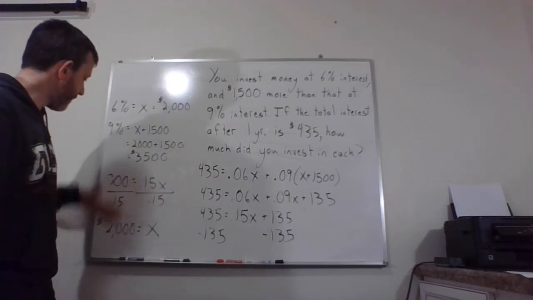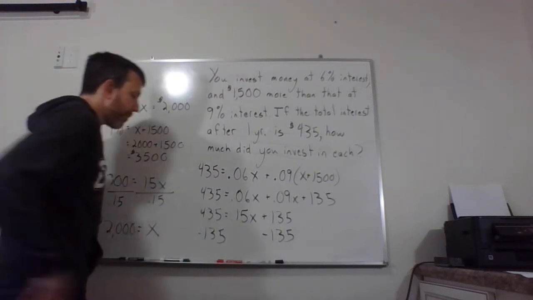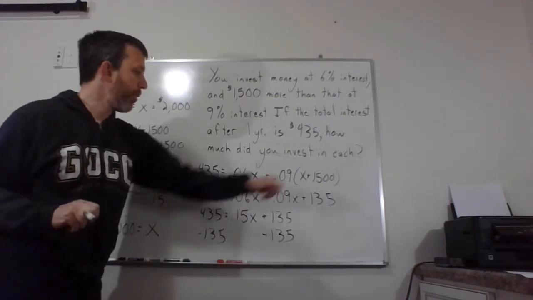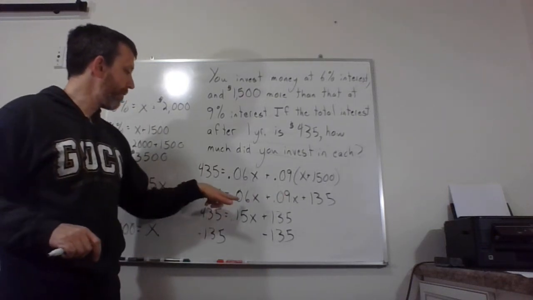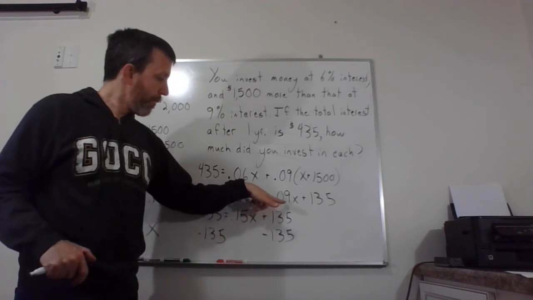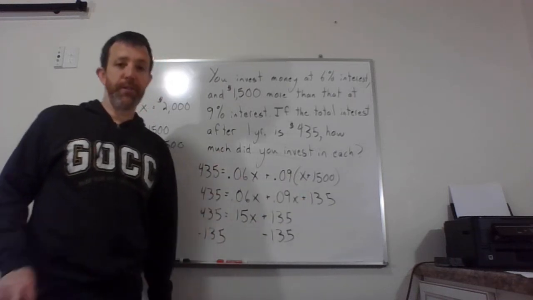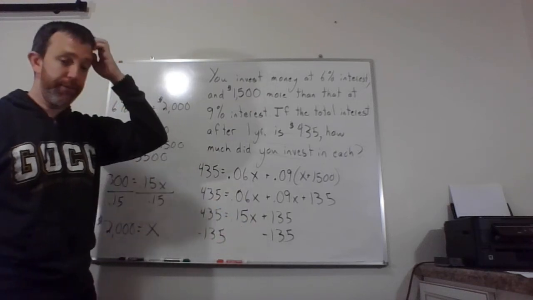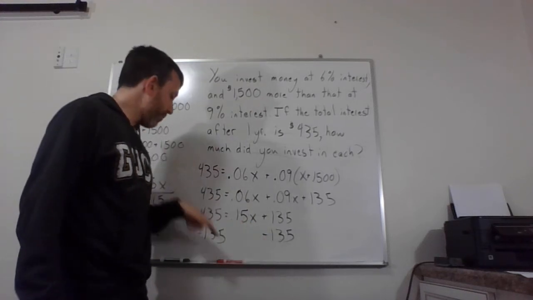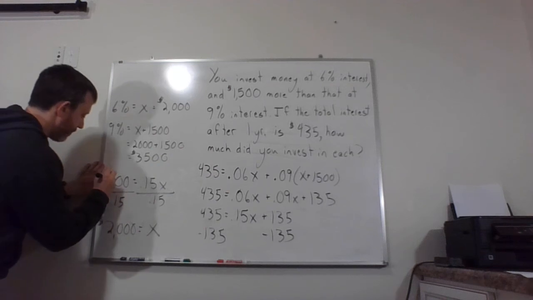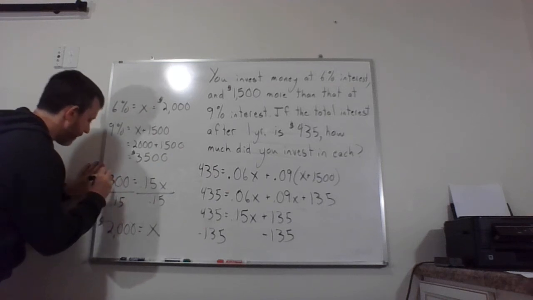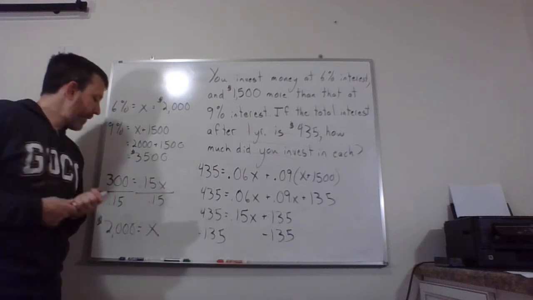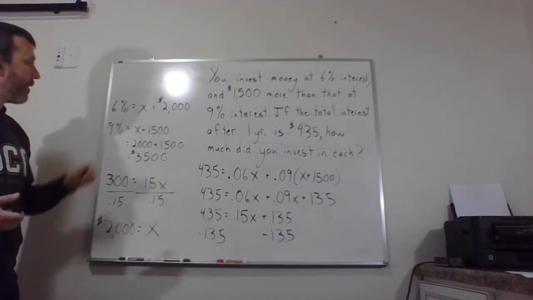So you can see all my algebra here. Oh, I kind of erased part of it. That's not good, but we'll get to that. So I distribute the 0.09, which gets me 435 is equal to 0.06x plus 0.09x plus 135. Combine my like terms to give me 0.15x, and then subtract 135 from both sides, which gives me 300, and that's what I accidentally erased here. There we go. And finally, I divide both sides by 0.15 to get 2,000 for x.